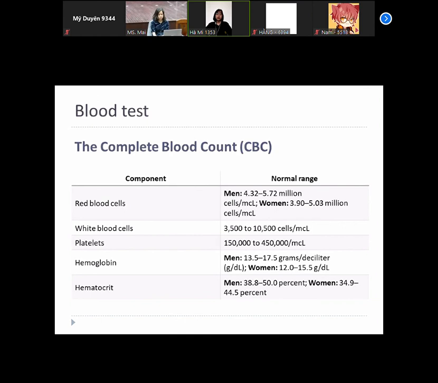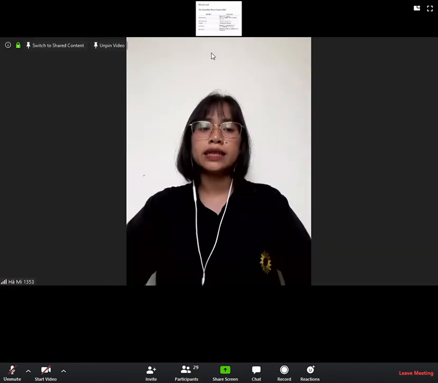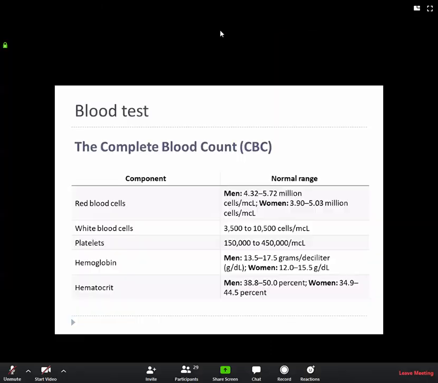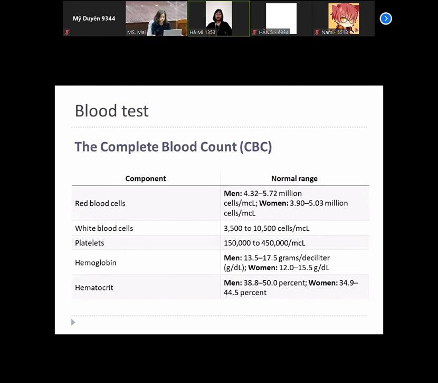Doctors may order a CBC as part of a routine checkup or if a patient has unexplained symptoms such as bleeding or bruising. The CBC can help the doctor do the following: evaluate the patient's overall health, diagnose a health problem, monitor a health problem, and monitor your treatment. And you can look at the screen. On the screen is the normal range of the CBC test.